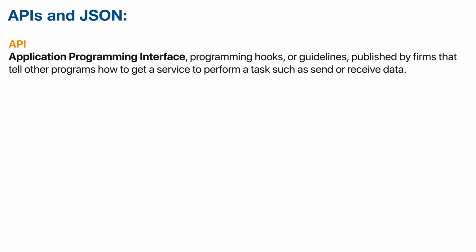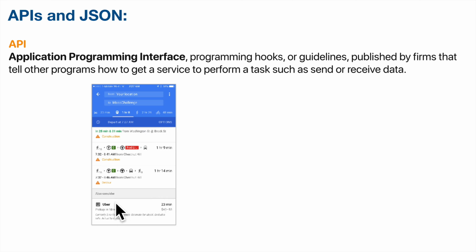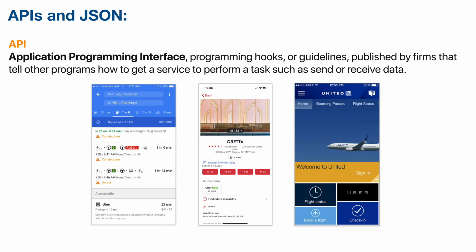Now we get data using what's called an API. An API stands for Application Programming Interface. You can consider APIs to be a set of standards, programming hooks, or guidelines that exchange data with another service. And we see APIs everywhere. So if you've ever seen Uber, for example, in Google Maps, OpenTable, or an airline app, well, that happens because these firms are using Uber's API to link with their service. And that's why APIs are such a powerful business tool.